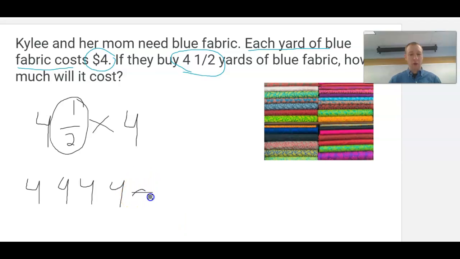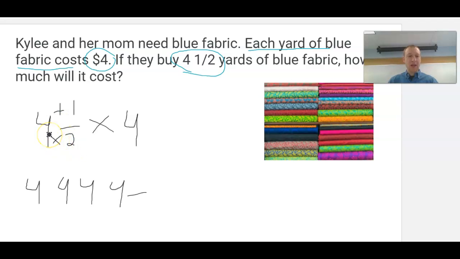So what's half of 4? 2? A half of that, right? Okay. So in this case, we've got $4, 4.5 times. So let's do that. To do that, first we have to turn this mixed number into an improper fraction, right? So multiply and add.